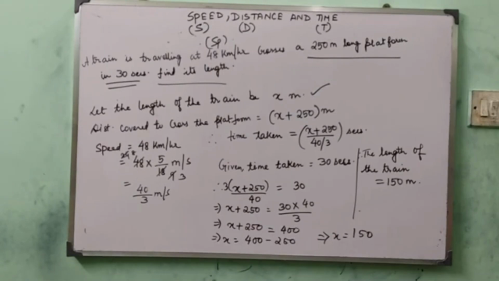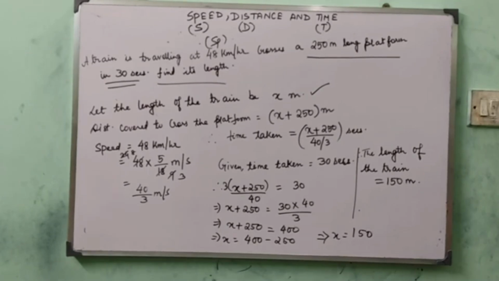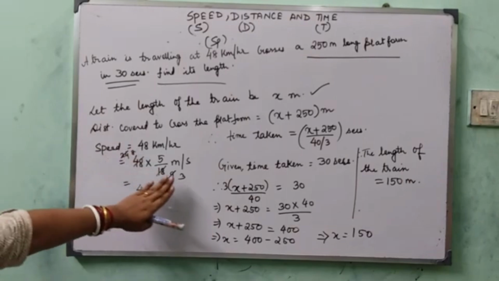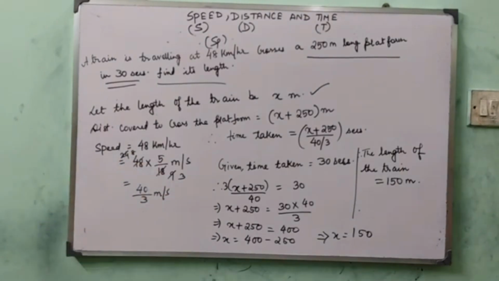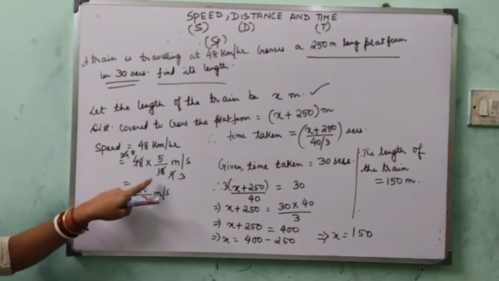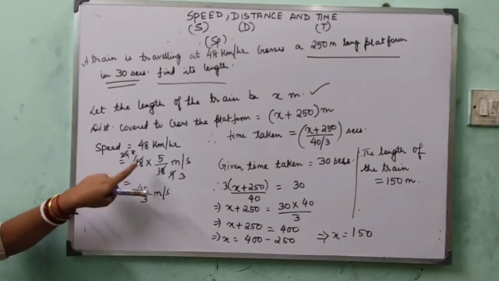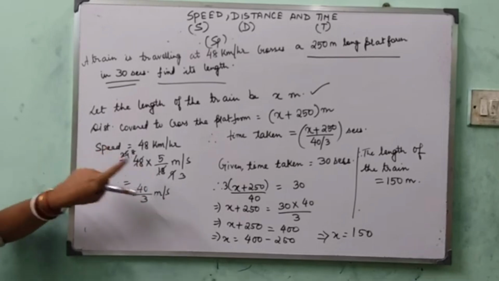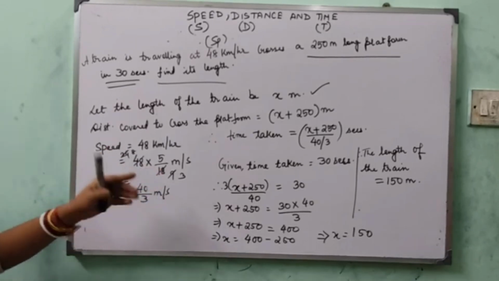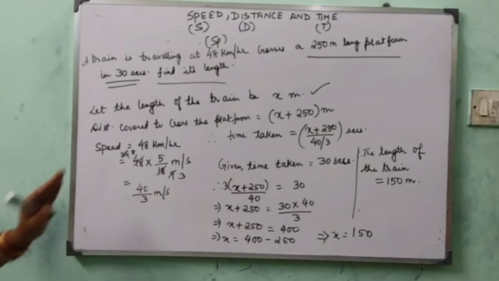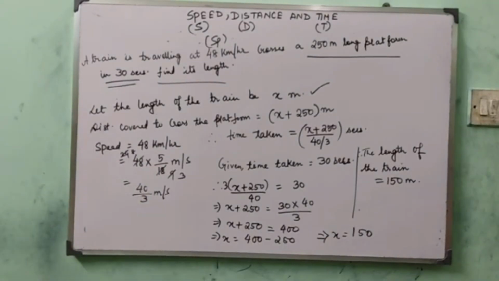Now speed was given to us in kilometer per hour, 48 kilometer per hour. If we need to convert it to meter per second, we know we have to multiply with 5 by 18. So 48 into 5 by 18 is your 40 by 3 meter per second. With 6 you can cancel, 6 8s are 48, 6 3s are 18, so 8 5s are 40, 40 by 3 meter per second. Again I am repeating, if you find a confusion over here, please do refer to my previous video where I have shown the conversion of meter per second to kilometer per hour, vice versa, in a very detailed way. So speed is equal to 40 by 3 meter per second.